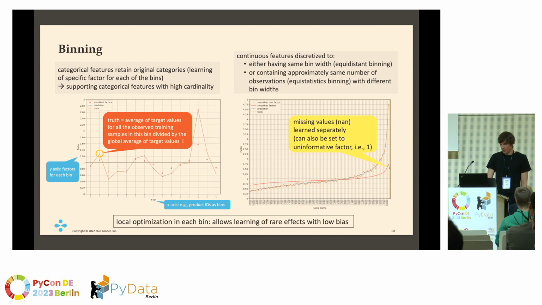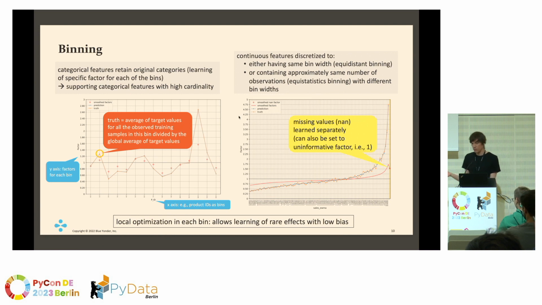And for continuous features, you do the binning before. You either have the same bin width, like with a typical equidistant binning, or, what makes more sense in most cases, equistatistics binning, so that each of the bins has approximately the same number of observations, and you just vary the bin width so that you get there. And then this is what comes out.